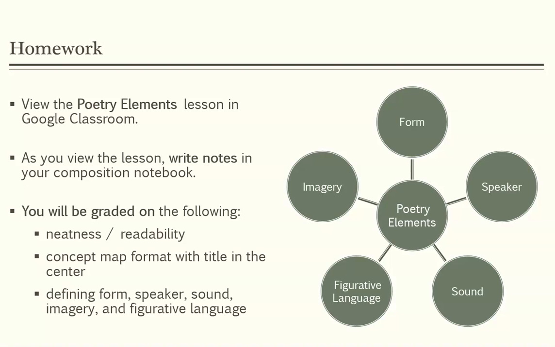Off of the center title wheel, you need to have additional wheels coming off as you see here on the screen. You need to have form, speaker, sound, figurative language, and imagery. As we go through each of these poetry elements, you need to write down the definition and anything that you notice that's important. I would also recommend you include bold words. This is going to help you in understanding the poetry that we are going to study in this unit. If at any time that you need to pause or replay this video, please do so.